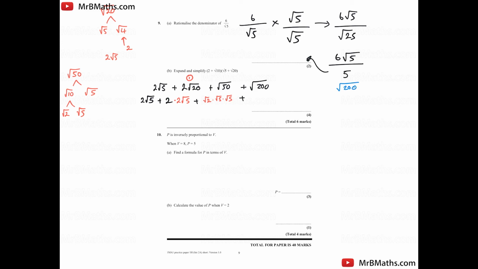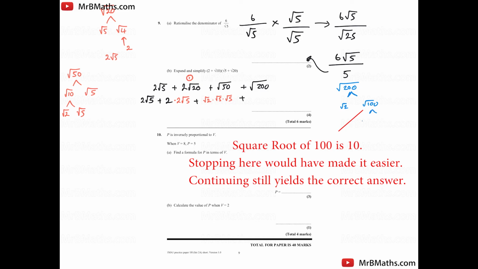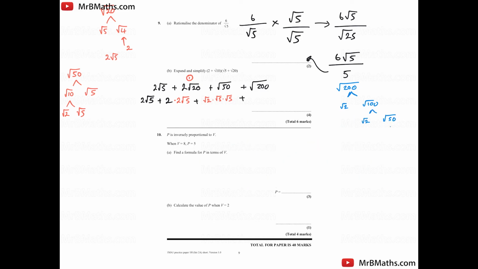Root 200, root 2, root 100, root 2, root 50, root 2, root 25. Okay, so if I just write this here quickly, I end up with root 2 times root 2 times root 2 times root 25.